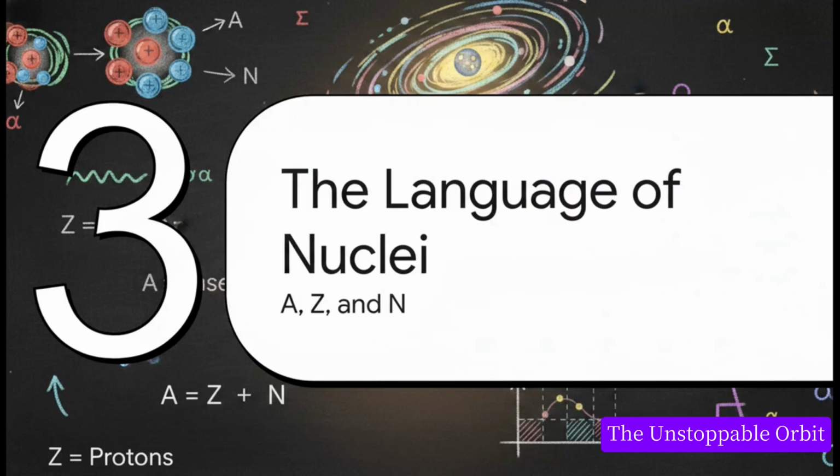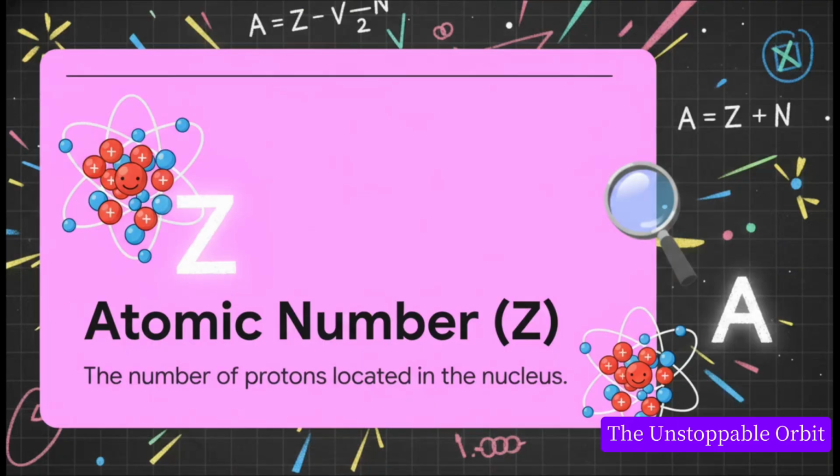Section 3. The language of nuclei. A, Z, and N. To really get into the mechanics of this empty cathedral, we gotta speak the language, the strict academic nomenclature. Think of Z and A as the keys to the kingdom. Z is the atomic number, just the number of protons. Z dictates the chemical element, plain and simple.